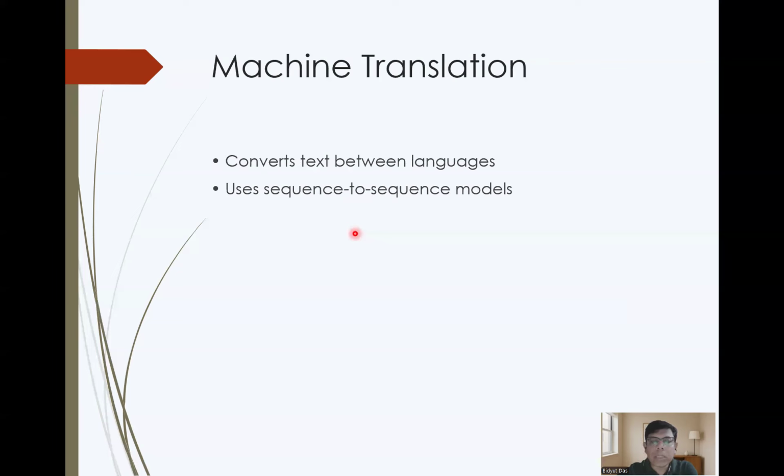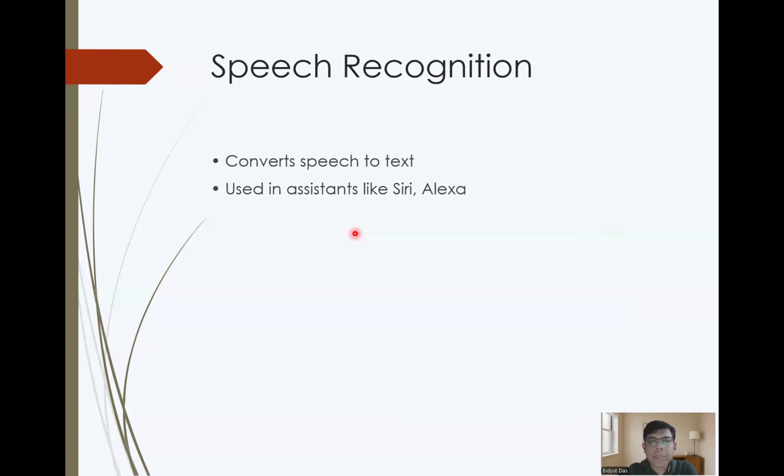Machine translation: we are converting the text into another language, and that is called machine translation. Sequence to sequence models are used for transferring one language to another language. Speech recognition converts speech to text, like Siri or Alexa. They extract the human voice and then convert it into text format.